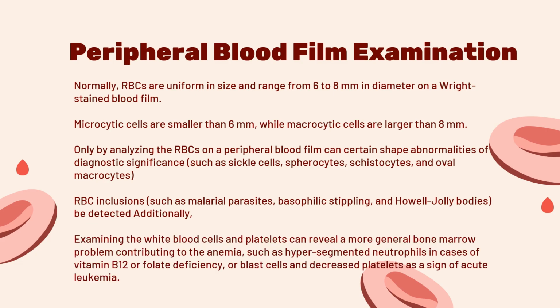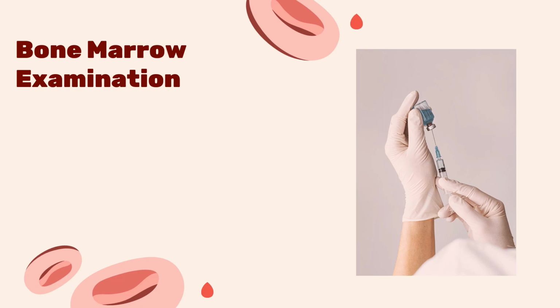Additionally, examining the white blood cells and platelets can reveal a more general bone marrow problem contributing to the anemia, such as hypersegmented neutrophils in cases of vitamin B12 or folate deficiency, or blast cells and decreased platelets as a sign of acute leukemia. Bone marrow examination.